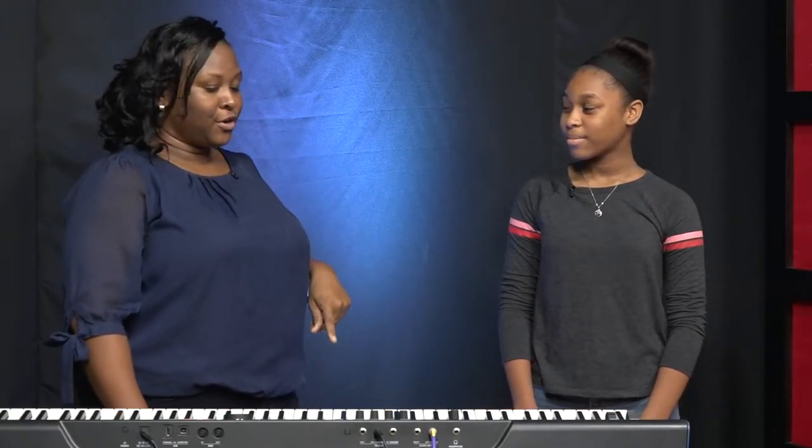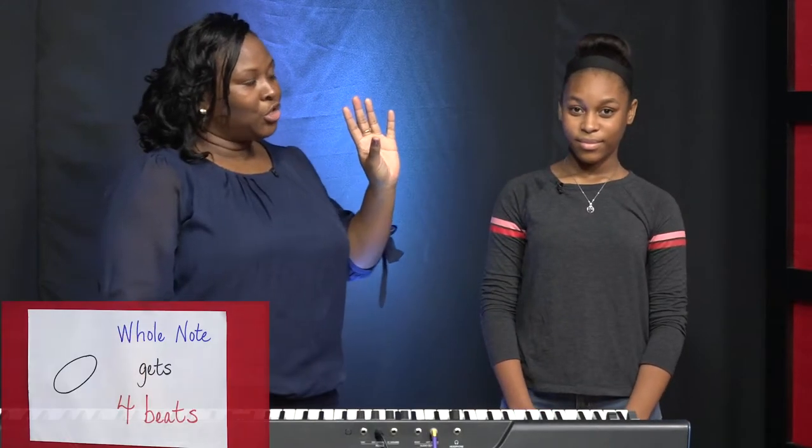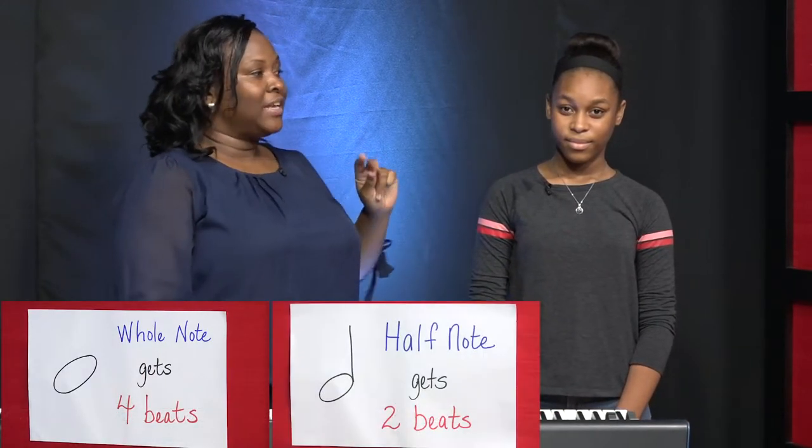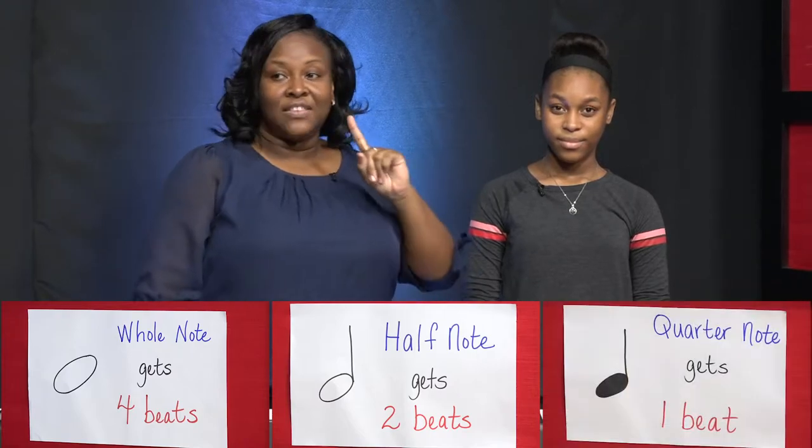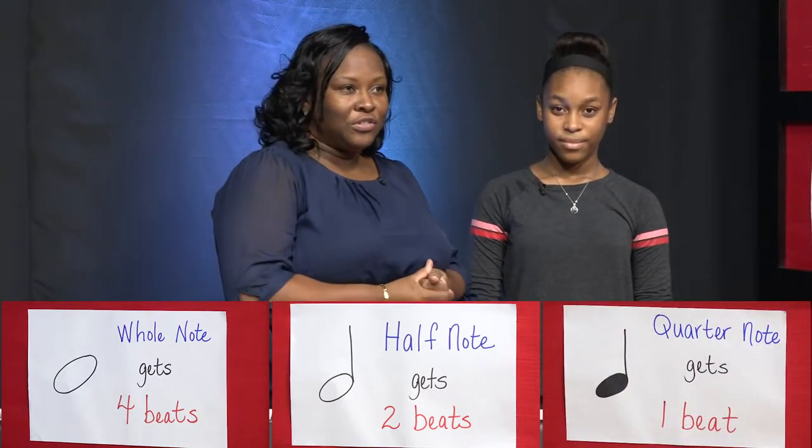One, two, three, and la, la, la, la. Again, let's try it. One, two, three, and la, la, la, la. Very good. So we learned that the whole note gets four beats, the half note gets two, and the quarter note gets one. What we want to do today, we want to use some animal songs.